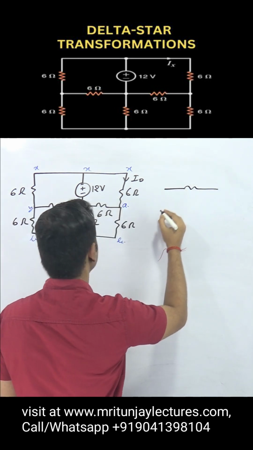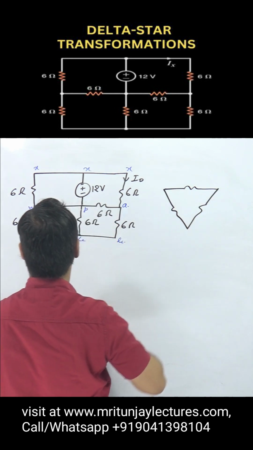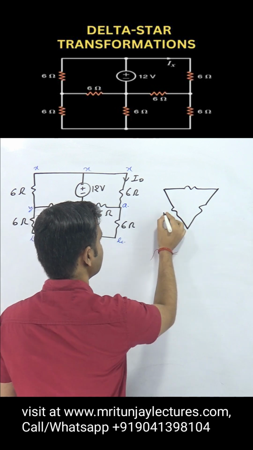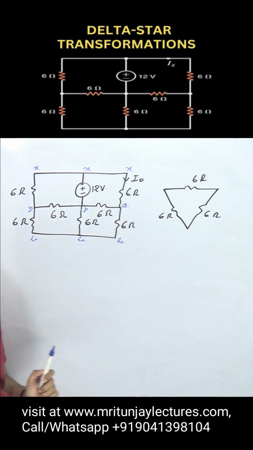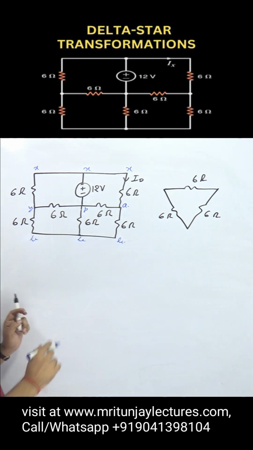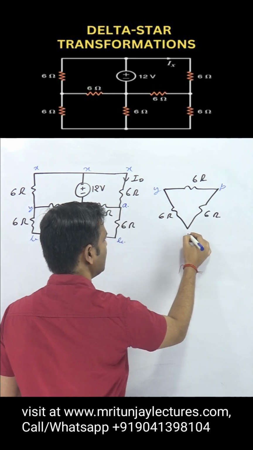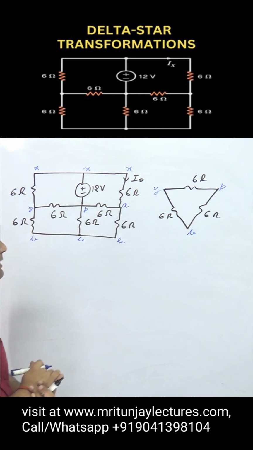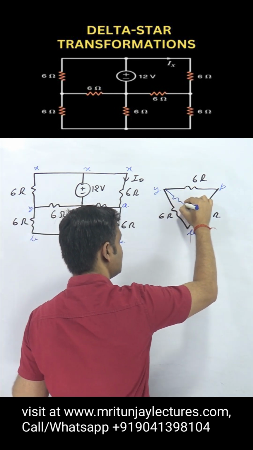Y, okay, that is 6 ohm, 6 ohm, here also 6 ohm. Clear or not? Okay, Y, here P, here P. Clear? Very simple way. Now after that you can use star delta.